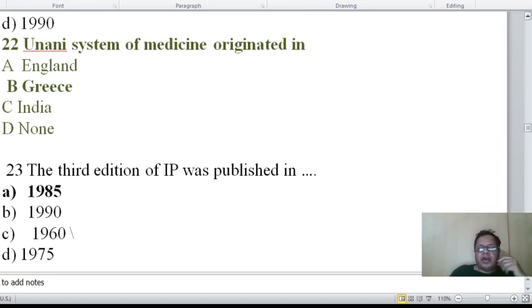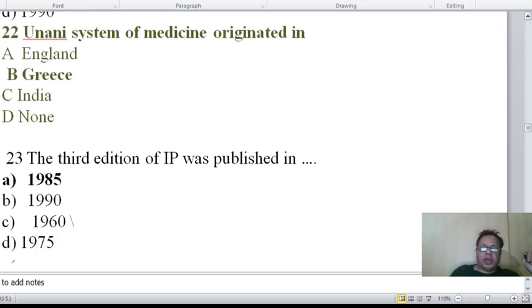I have a request to all of you, the students. Please remember these editions, like when it was published first, second, third, fourth, fifth, or where the first United States Pharmacopoeia was published, or basically when the first edition came. This not only comes in the exam, but you should be well aware of these answers anytime, since you are adopting this as a profession of your career.